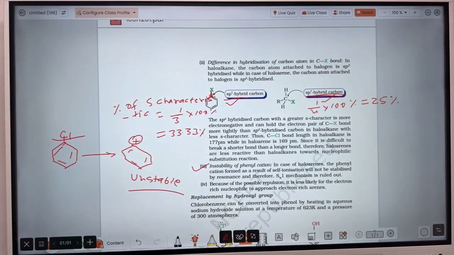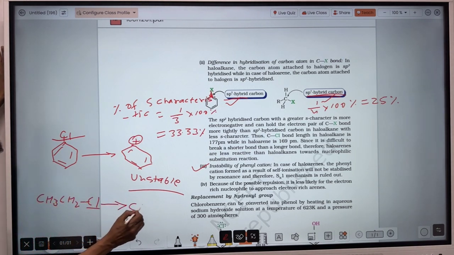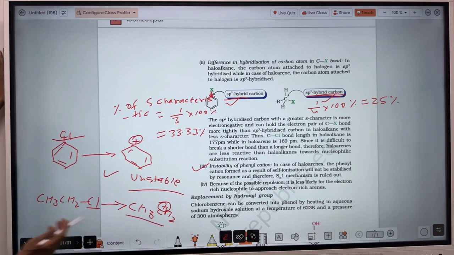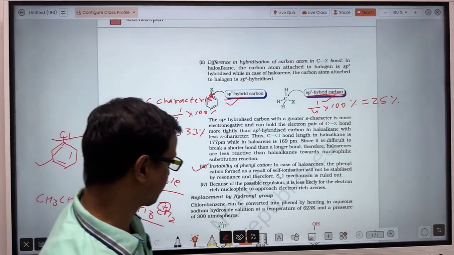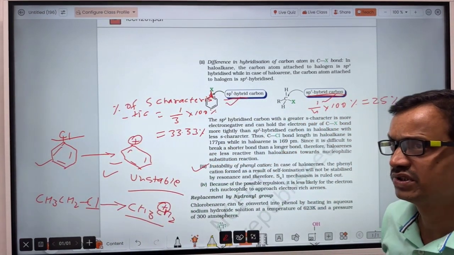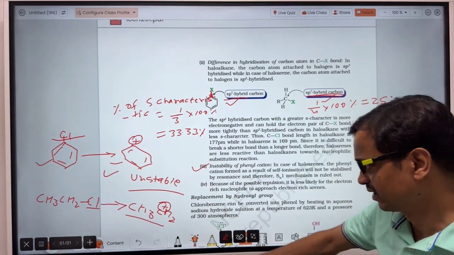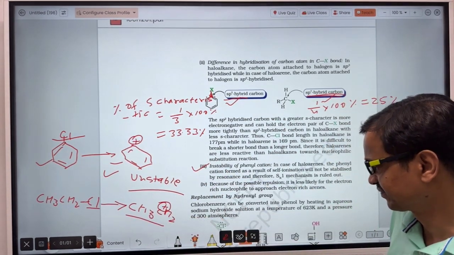So after the dissociation of the carbon halogen bond, there will be formation of phenyl carbocation, and in case of haloalkane, after the dissociation of the carbon halogen bond, there will be formation of alkyl carbocation, in which the phenyl carbocation is less stable compared to the alkyl carbocation. So as you know, the more stable the product, the easier the reaction. So the cleavage of the C-X bond will be difficult in case of haloarene compared to that of haloalkane.